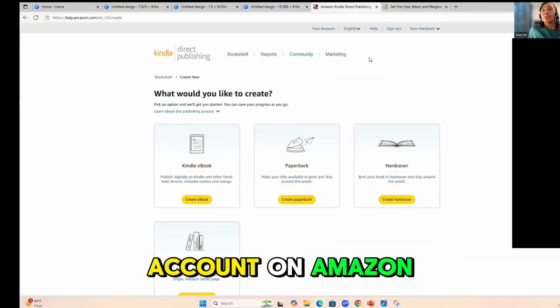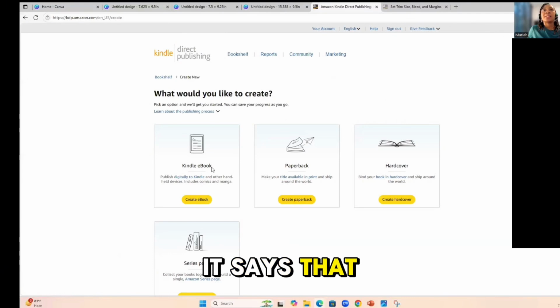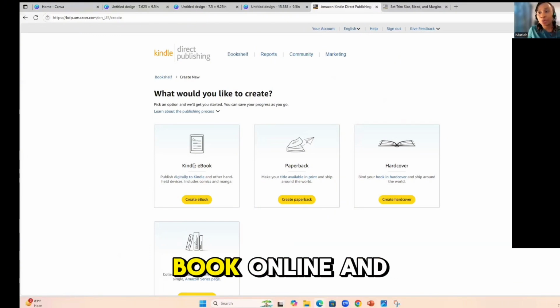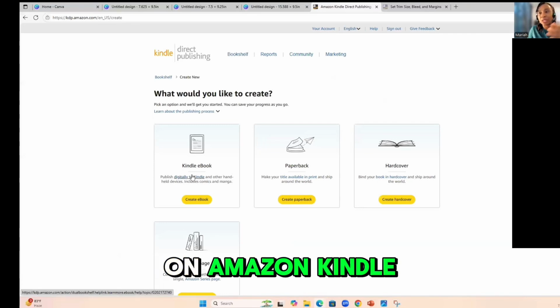So we've created our account on Amazon. We are going to do paperback. Now, what does paperback mean? Let's start from the first one. Kindle ebook. If you create a book and you want to sell it on Kindle, you guys know what Kindle means, so that people can buy your book online and read it online. You can read your book digitally on Amazon Kindle.